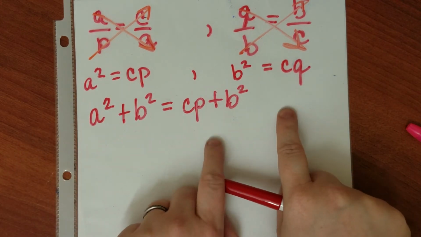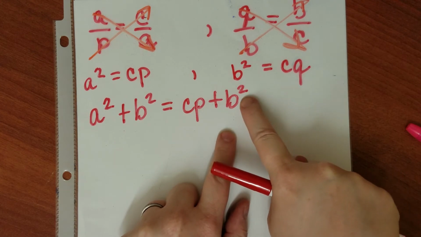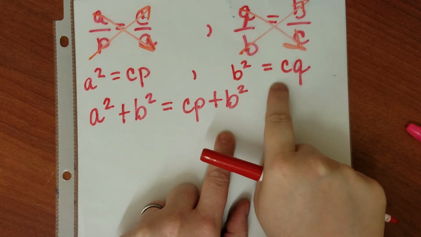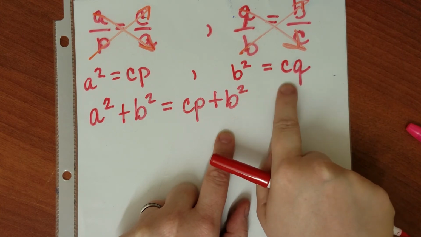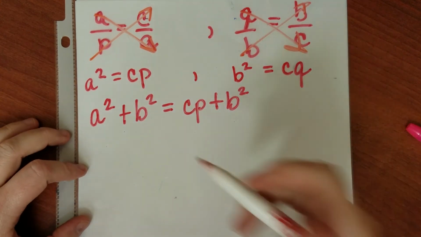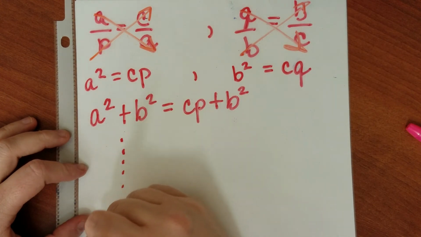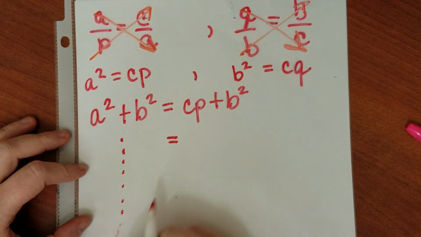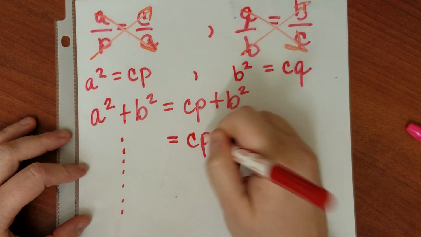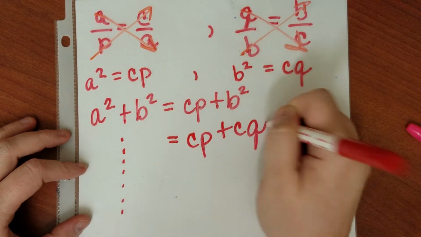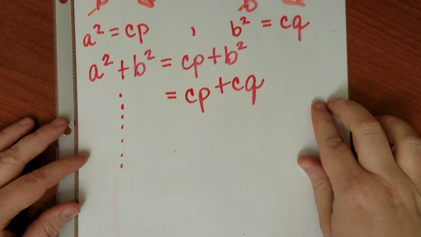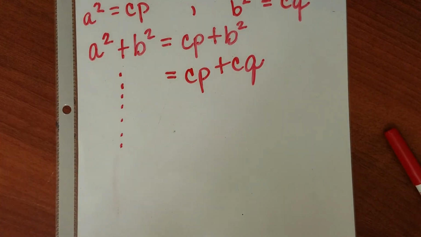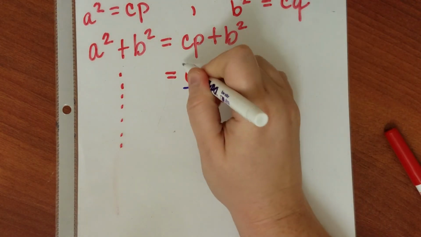So if I look over here, according to my second equation, B squared equals CQ. So I can use substitution to replace B squared with CQ anywhere I want to. So the left side of the equation is going to stay the same for now. I'm going to go ahead and substitute in CQ. And now I have a C in each term. So if we keep moving down the line here, both of these have a C in common.